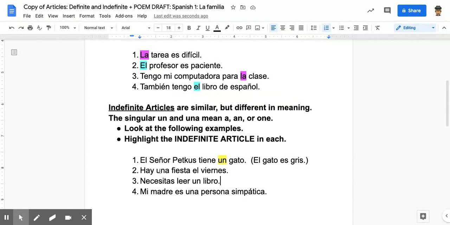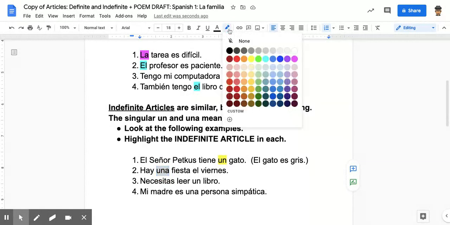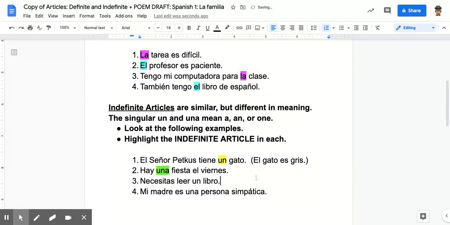Hay una fiesta el viernes. There is a party on Friday. There's a party. How many parties? One party. Do we know a lot about it? No. Just that there is a party. Okay, I could go say the party is going to be fun, or the party is canceled due to COVID. But right now, we just know that there is a party, one party.